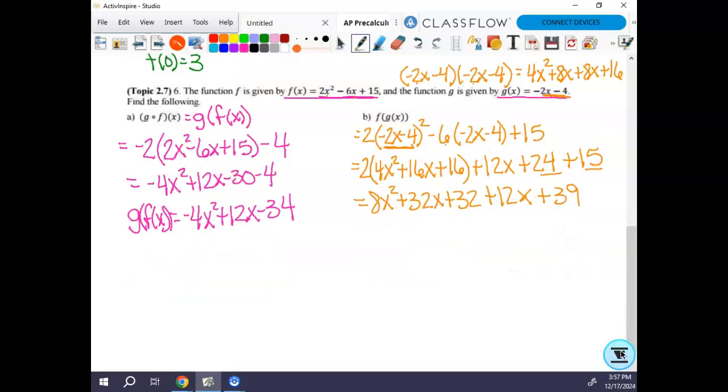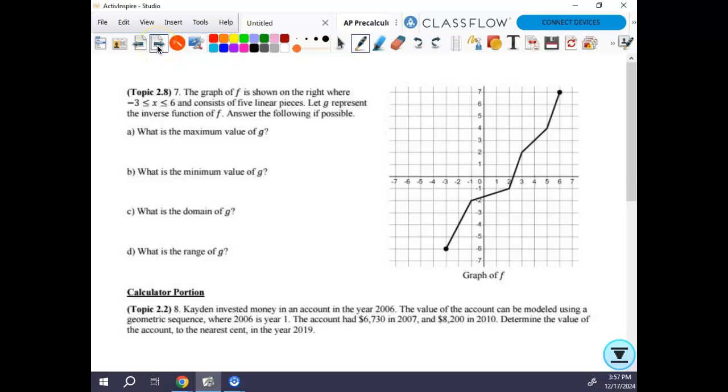Then I can finish it all up by saying f of g of x equals 8x squared. Okay, took care of that one. I got a 32x and a 12x. Be plus 44x plus, add these two together, 71. And that's my answer. Basic algebra. Can't stress that enough. You have to be able to do those things.